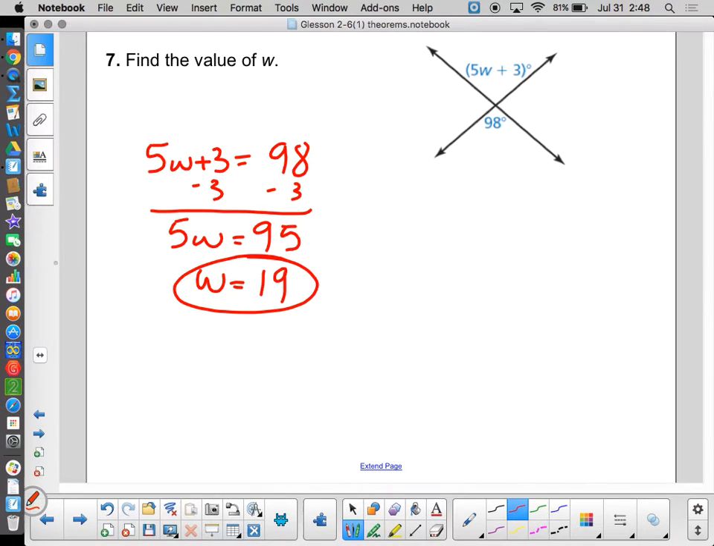Is that the answer we're looking for? What are we looking for? We want to find the value of w. We found the value of w. Always checking to make sure we're answering the question that's being asked.